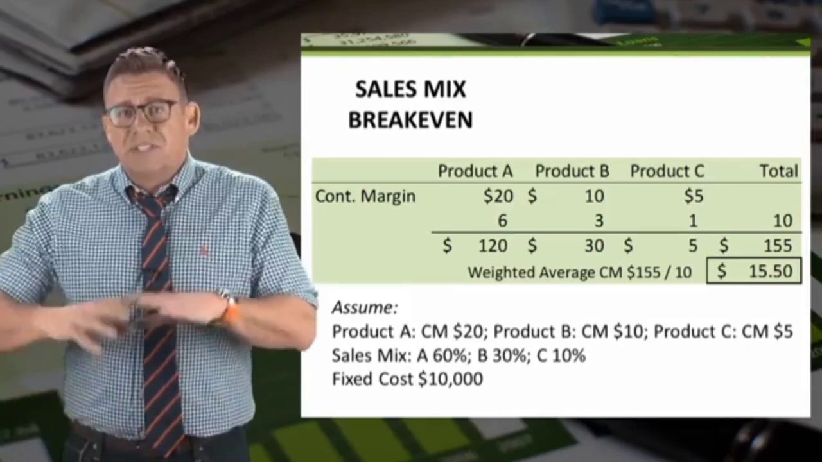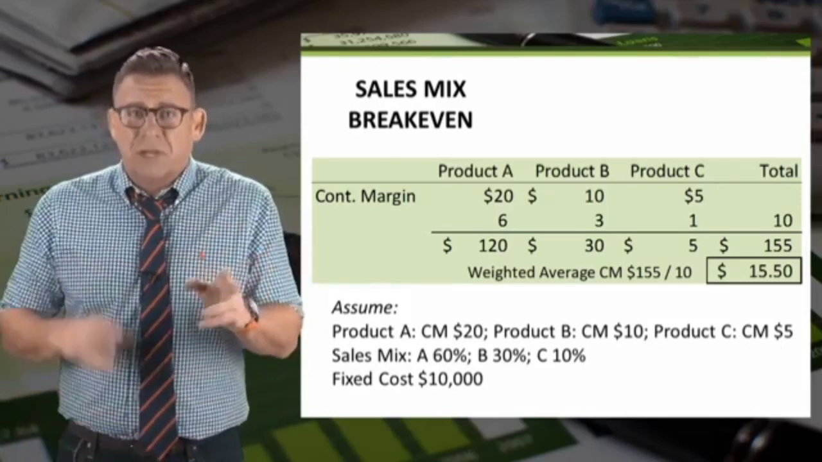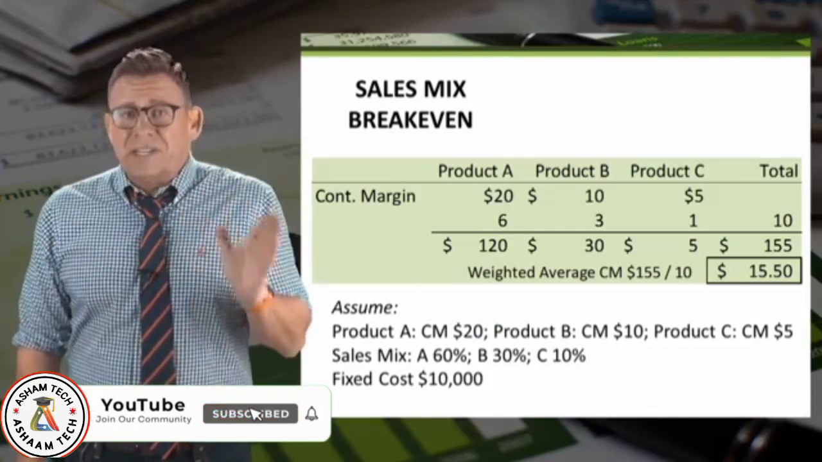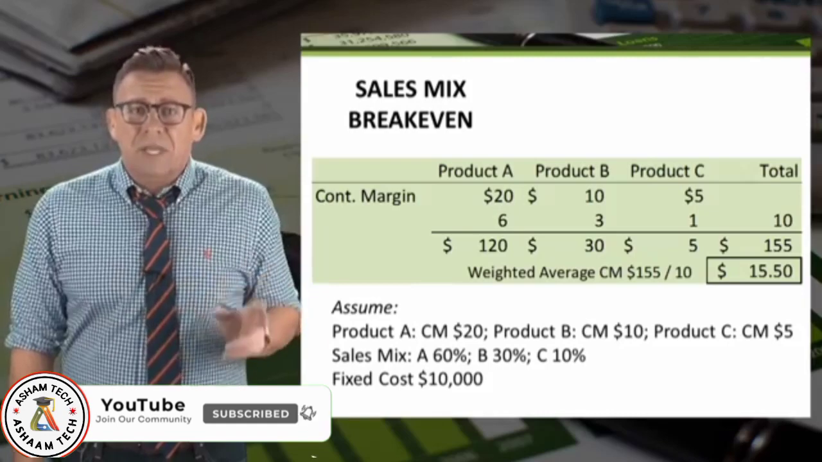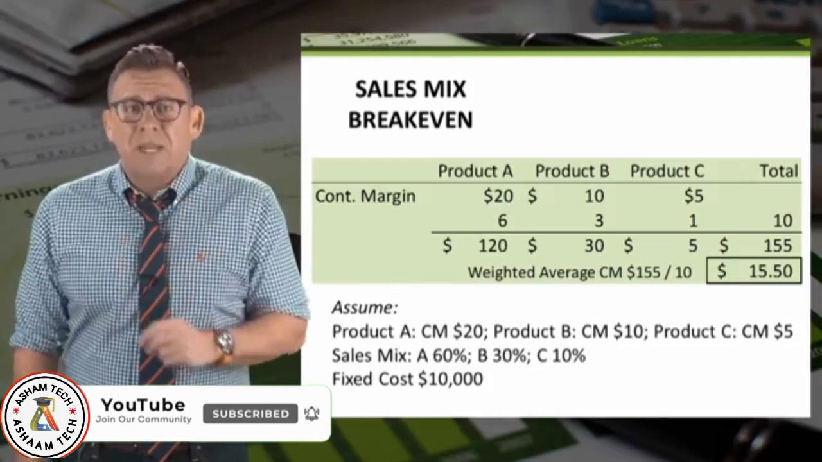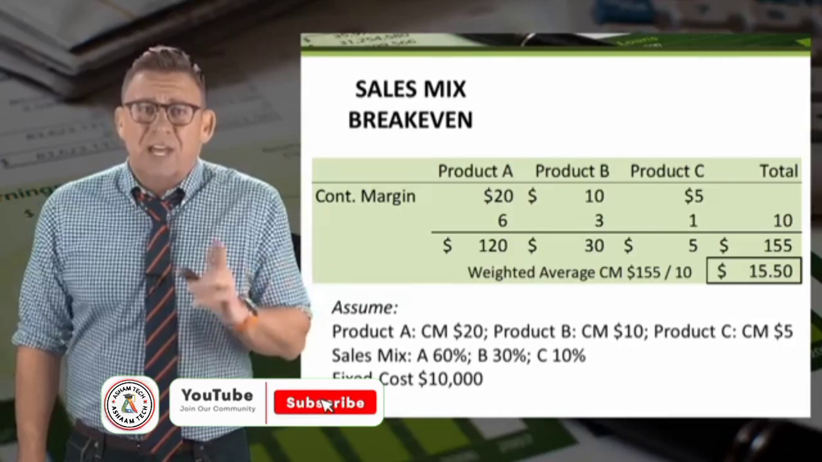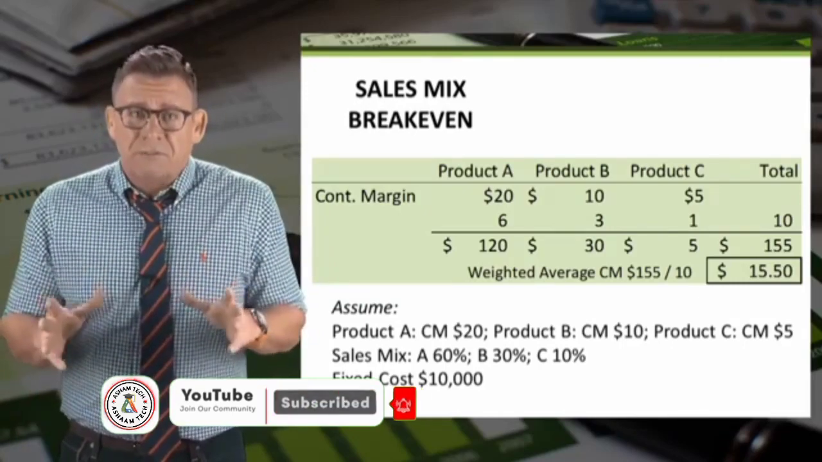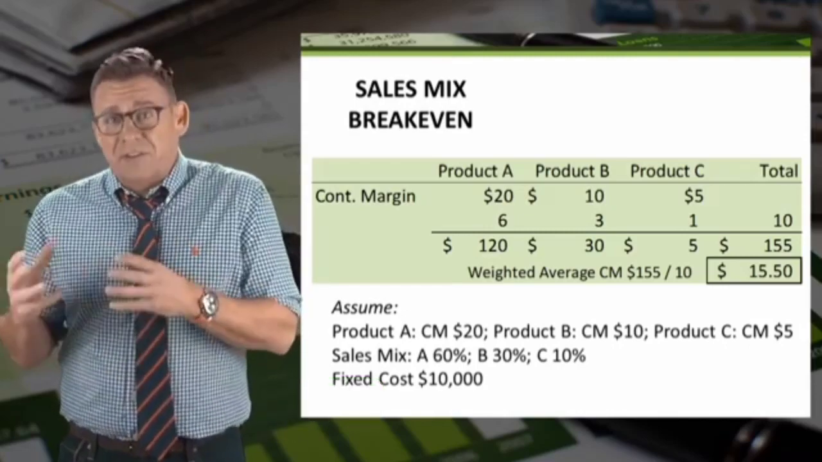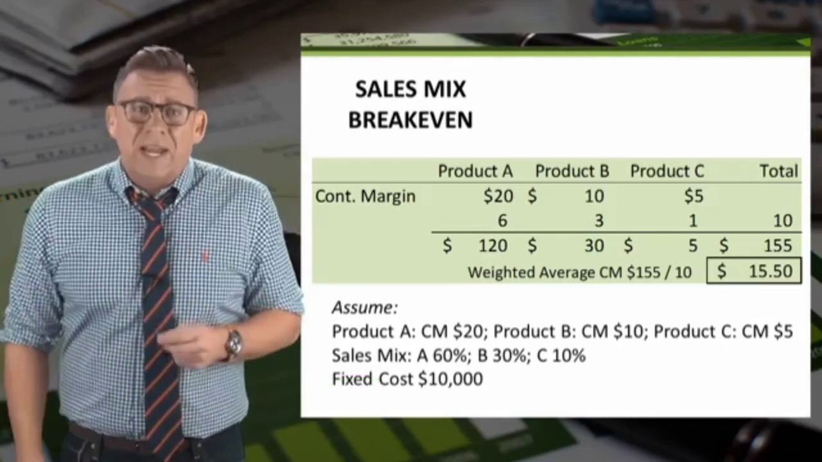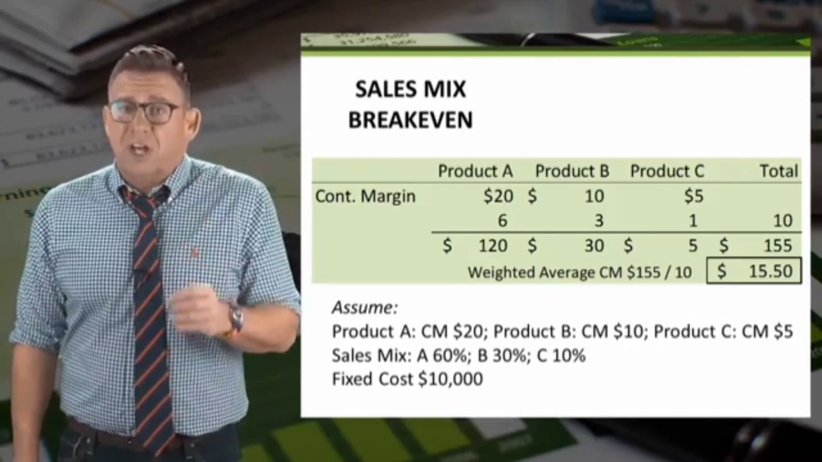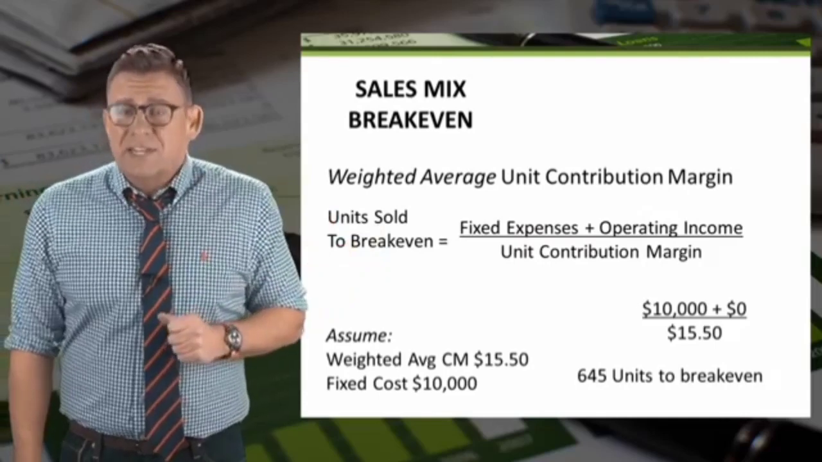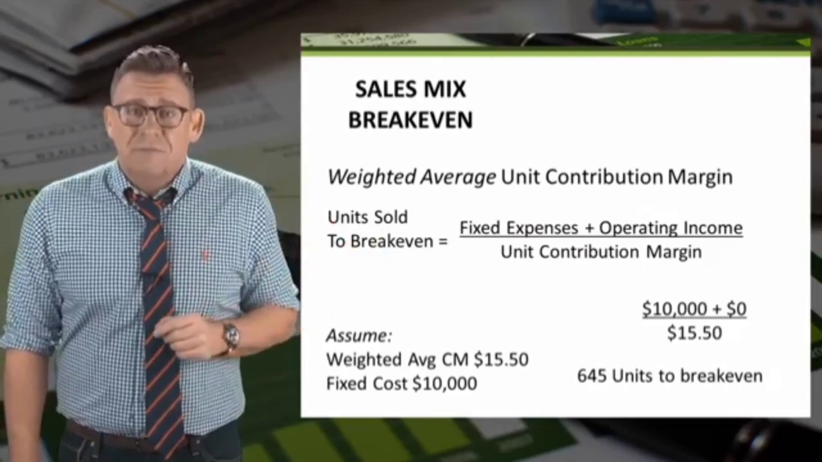In this case, I used 10 units because that gives me 6 plus 3 plus 1 for a total of 10. So product A is 20 times 6, product B is 10 times 3, and product C is 5 times 1. This gives us a total contribution margin of $155. Then we divide it by the 10 units, and we get a weighted average contribution margin of $15.50. So break-even, based on the given sales mix, is 645 units.